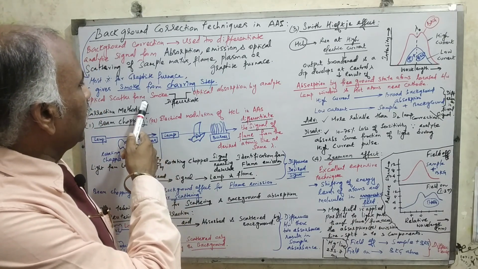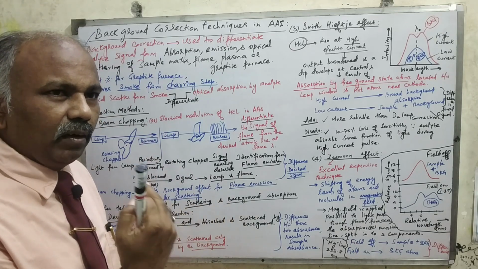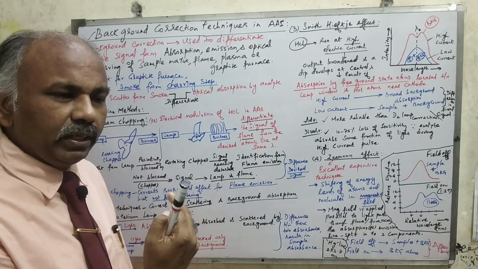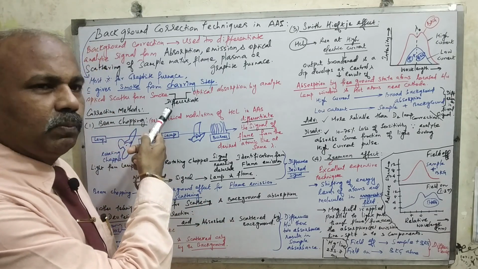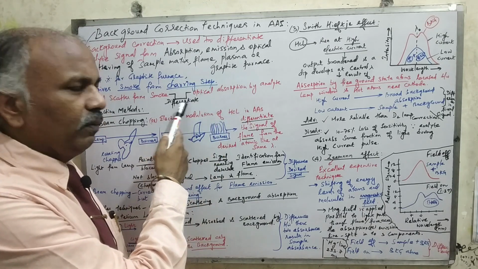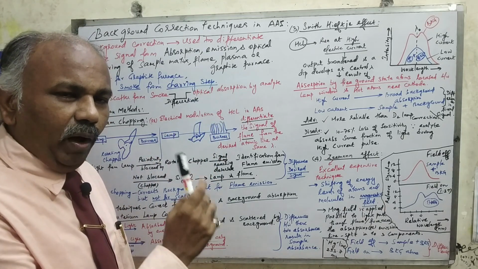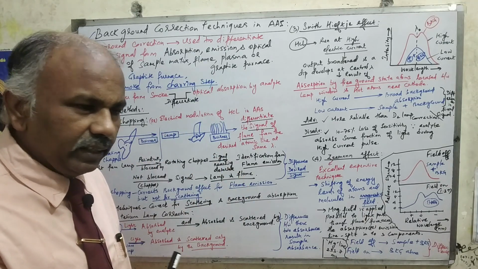Now, the optical scatter from the smoke. Whenever you get the smoke, you will not have the proper absorption parameter. You will get an unwanted scattering effect also. So the optical scatter from the smoke and the optical absorption by the sample, you have to differentiate both these things. How will you differentiate them? With the help of background correction techniques only, right?